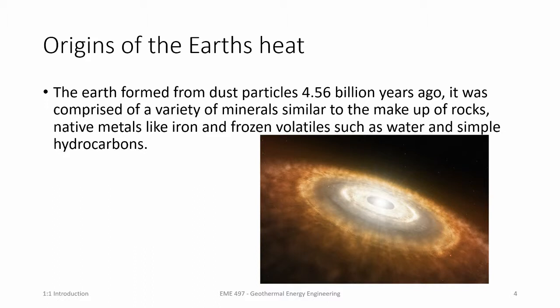Origins of Earth's heat. So the video touched on this a little bit, but the Earth was created over 4.5 billion years ago. There was a cloud of particles called the solar nebula, composed of a variety of minerals that make up the Earth and rocks today, including some native metals and frozen volatiles like water and hydrocarbons. All these particles, just dust floating around, would collide with each other, and these collisions caused a lot of energy. As the particles got bigger and bigger, they clumped together and eventually formed different planets. And all these collisions turned kinetic energy into heat energy.